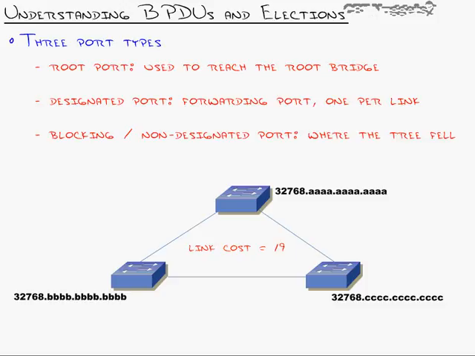Now, I should also mention that every Cisco switch runs spanning tree by default. So you can plug a network together with redundant connections, and it's not going to have any loops. It's just that it's going to be a very inefficient network.